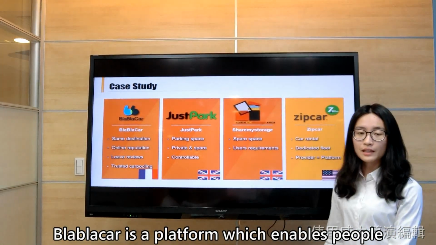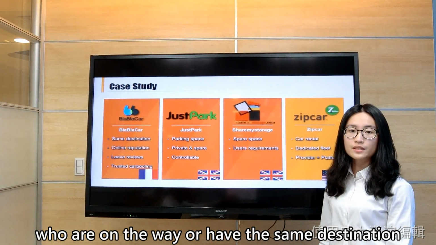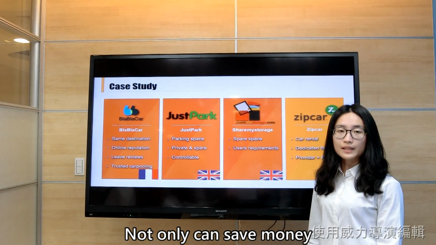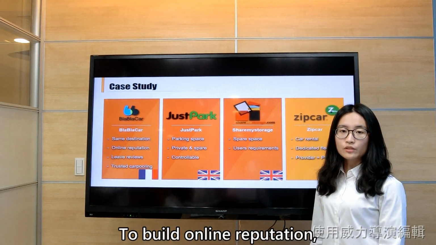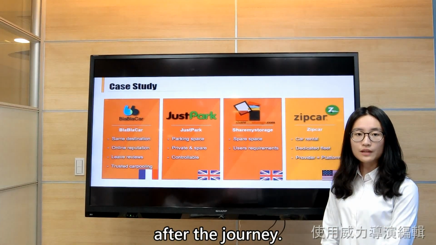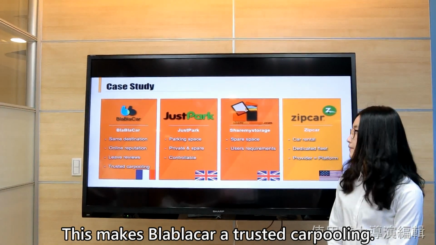BlaBlaCar is a platform which enables people who are on the way or have the same destination to find each other and share a ride. Not only can save money, but also can be friends with different people. To build online reputation, drivers and passengers can leave reciprocal reviews after the journey. This makes BlaBlaCar a trusted carpooling.